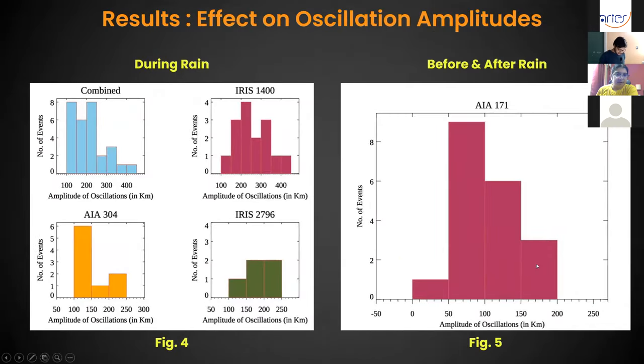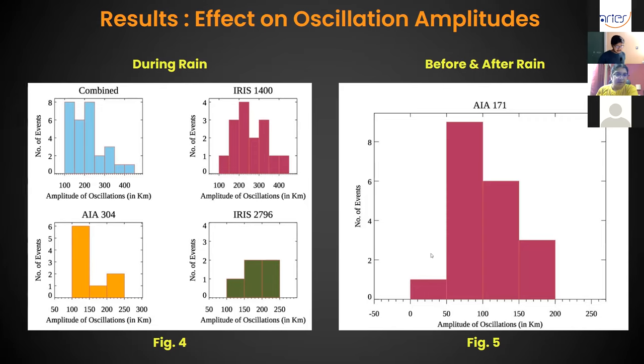So for building the statistics, we plotted the amplitude of oscillation detected in all the slits I have shown earlier. We found that before and after coronal rain in AIA 171 angstrom, the maximum amplitude of oscillation is around 200 kilometers. But in the optically thick channel during coronal rain, we found that there are multiple oscillations which have amplitudes greater than 200 kilometers.